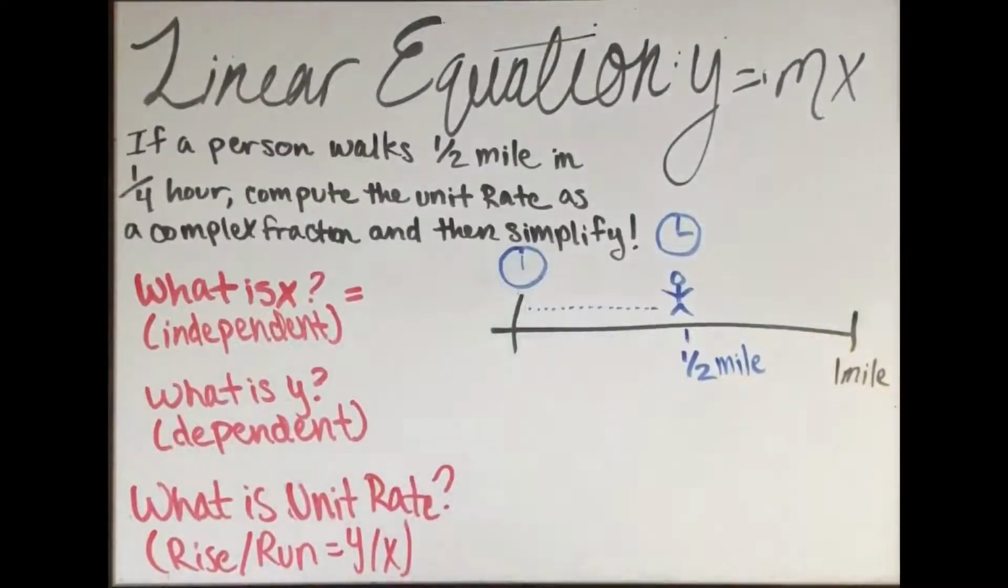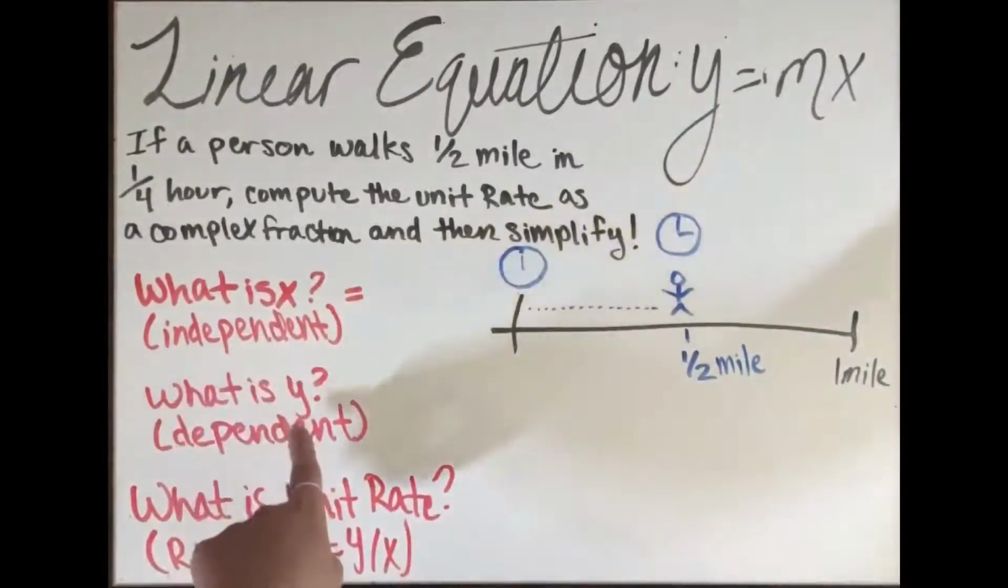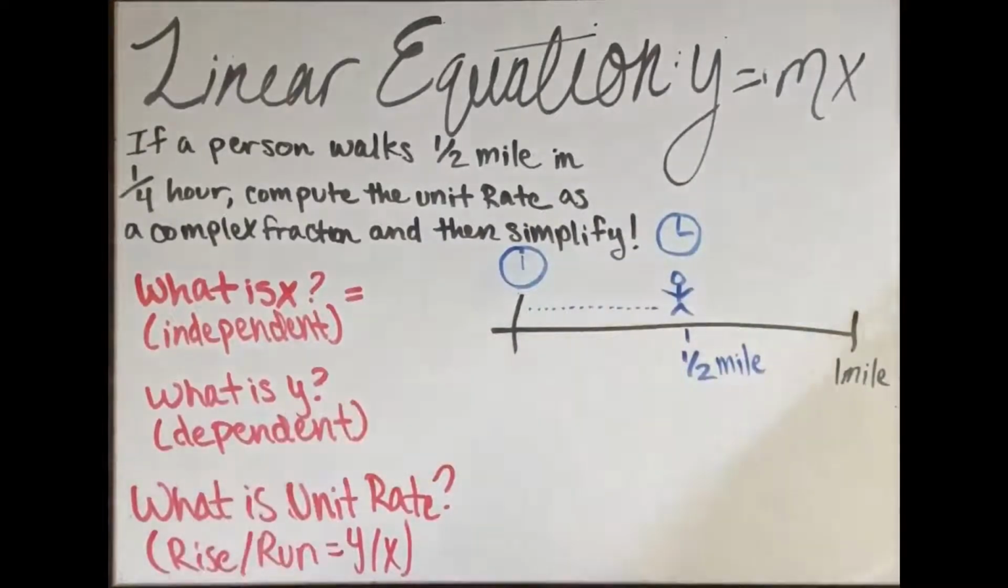So how do we compute the unit rate? Well, another way to say unit rate is slope, right? And that's just y over x. So if we need y over x, we need to be able to identify x, and we need to be able to identify y. So in our last video, we talked about x being the independent variable and y being the dependent variable. In this problem, we have an independent variable and a dependent variable.